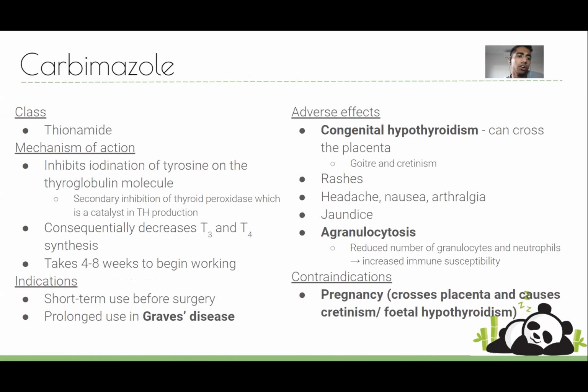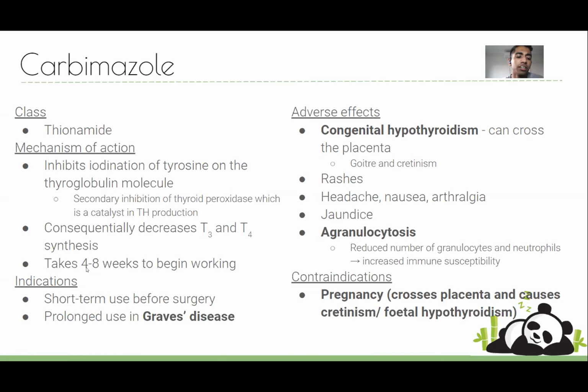Carbimazole is a thionamide, that's its class. The mechanism of action is that it prevents the iodination of tyrosine on the thyroglobulin molecules. It has another secondary function on thyroid peroxidase, inhibiting thyroid hormone production in another way, but that's not as important. The main one to know is that it's inhibiting the iodination of tyrosine. And that will result in a lower level of T3 and T4 circulating through our system.